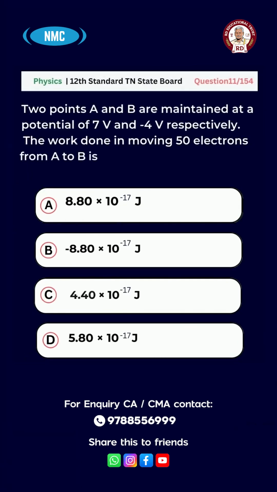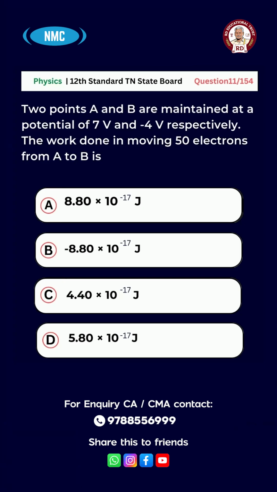Question number 11. 2 points A and B are maintained at a potential of 7 volt and minus 4 volt respectively. The work done in moving 50 electrons from A to B is option A, 8.80 × 10^-17 joule. B, minus 8.80 × 10^-17 joule. C, 4.40 × 10^-17 joule. D, 5.80 × 10^-17 joule.